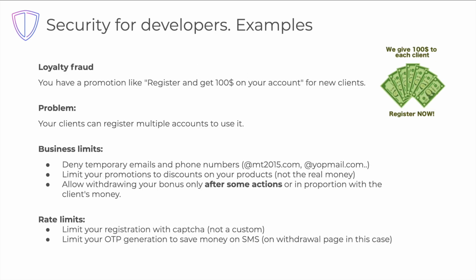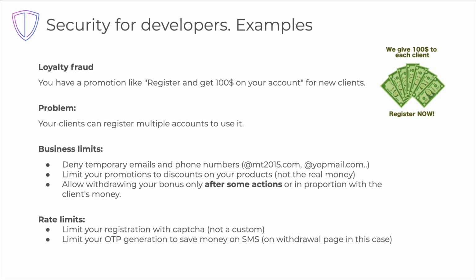Our final example is about fraud loyalty. Let's say that you're running a promo campaign, something like register now and get $100 free. Potential fraudsters could register multiple accounts and soak up your free giveaways. How could we use business limits to protect ourselves in this case? Disable the use of temporary email addresses and phone numbers when registering an account.